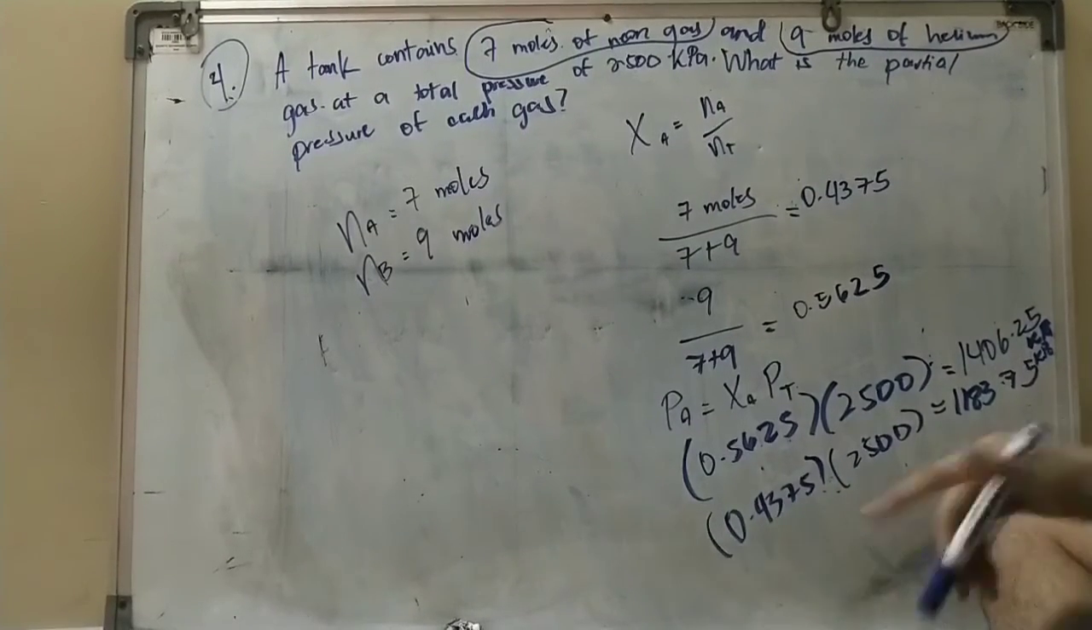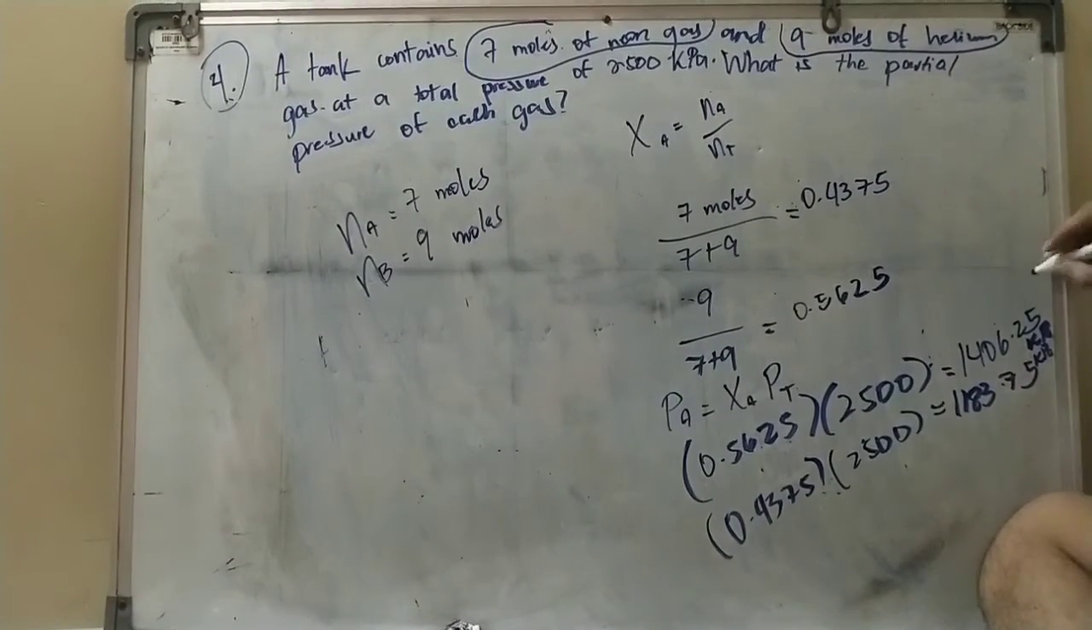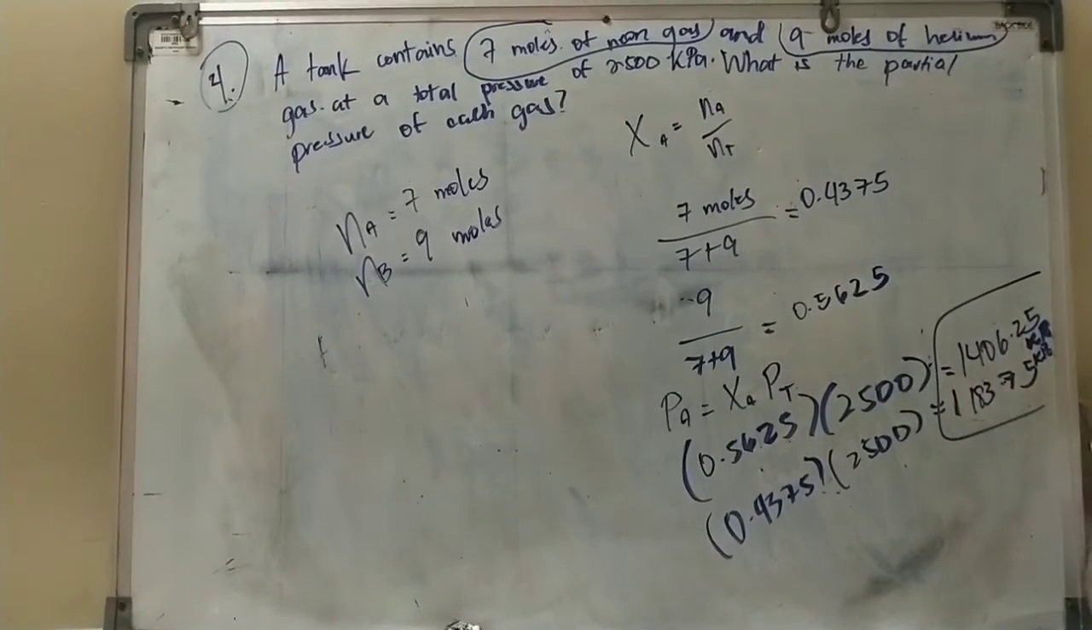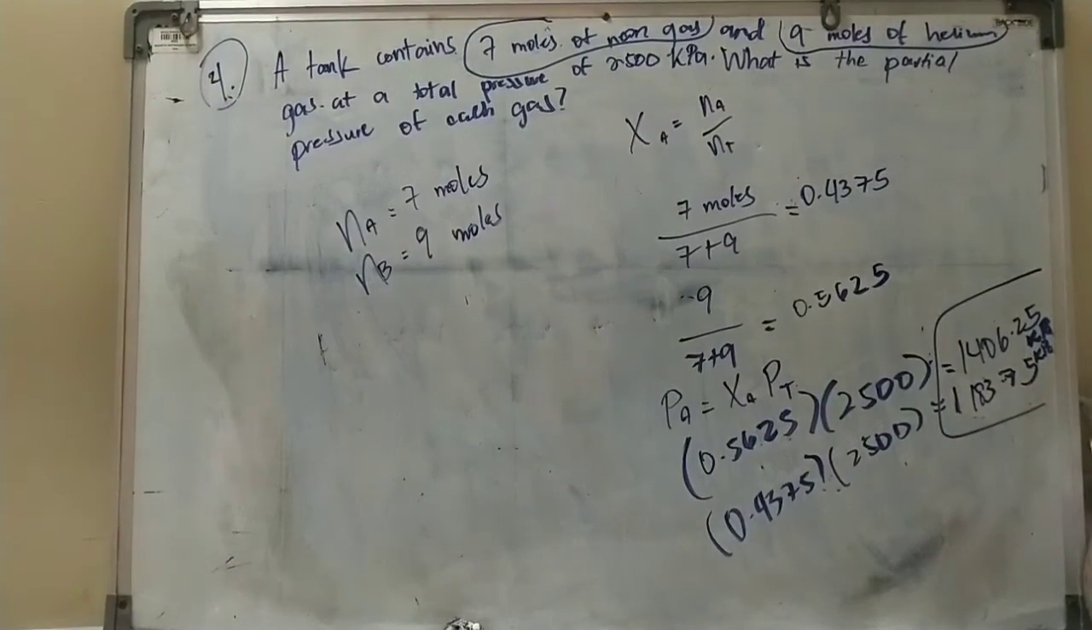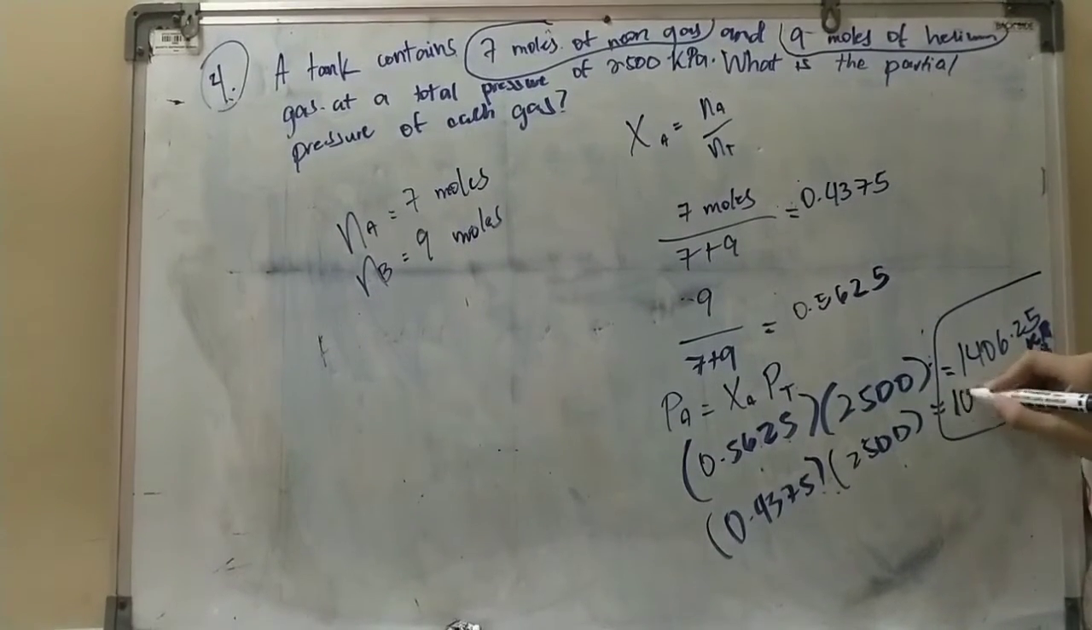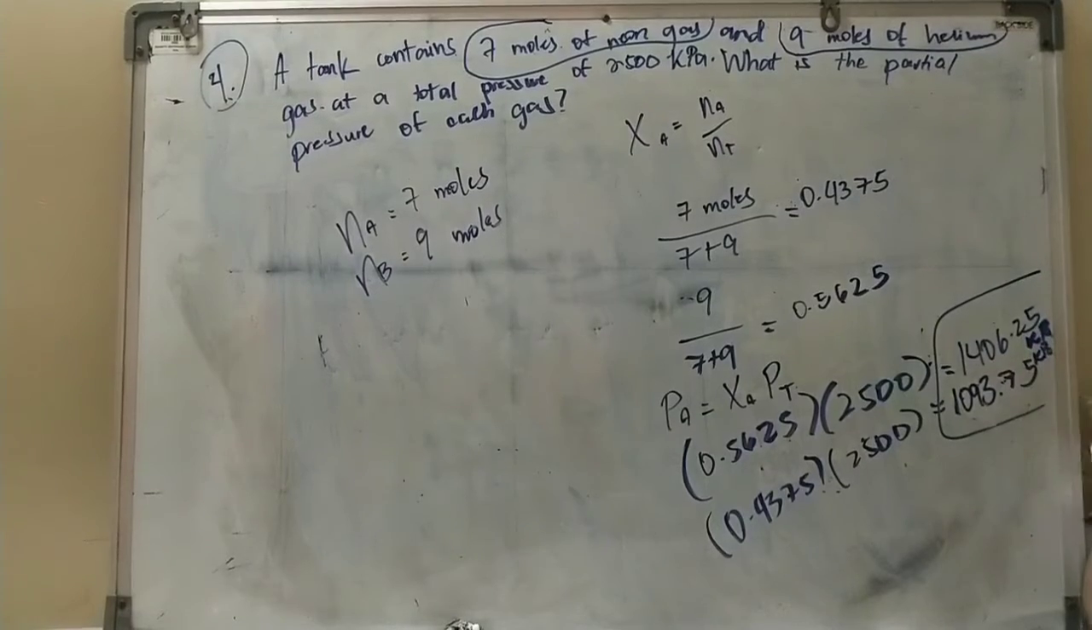So in order to check these two, we just need to add this together. So I just tried to calculate it, and my calculations were wrong. This is supposed to be 1,093.75.